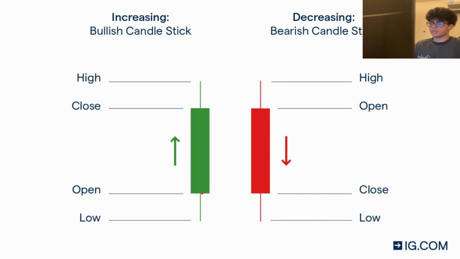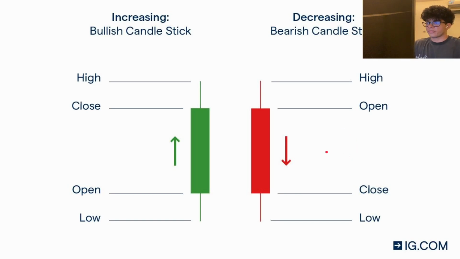So price opened here, must have gone down, then must have gone up till here and closed here. The bearish candle is the same way around. This is the high, this is the open, this is the close, and this is the low. This is the inverse, open and close, right?